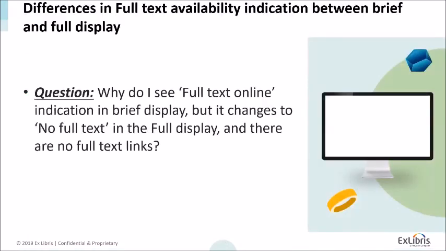Let's go to our fourth question, and that is, how do I troubleshoot differences in full text availability between the brief and the full display? This is a problem that we get reported to CDI support. And the question we typically get is, why do I see full text online indication in the brief display of my record, but it changes to no full text in the full display, and I don't see any full text links anymore? So let's look at this problem in a little bit more detail and see what the causes of this issue are.